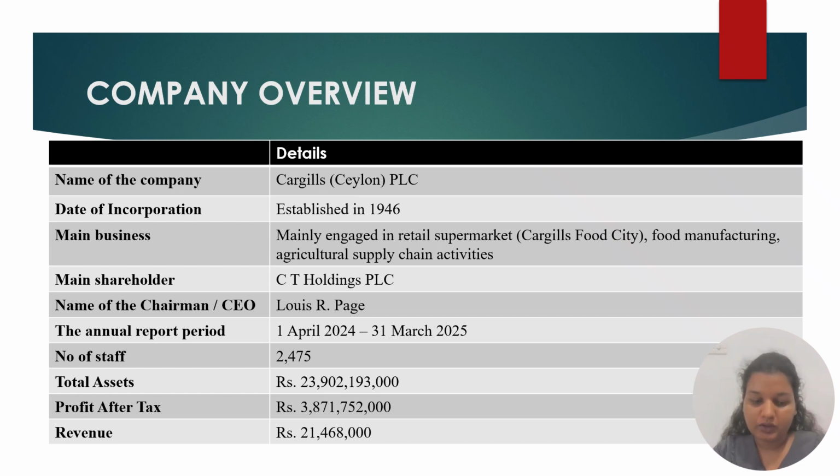Now let's look at the financial period. The annual report covers 2024-2025. In terms of company size, they have around 2,475 employees. Looking at the financial performance, the total assets are about 23.9 billion rupees and profit after tax is 3.87 billion rupees. The company has a revenue of around 21.4 million rupees.